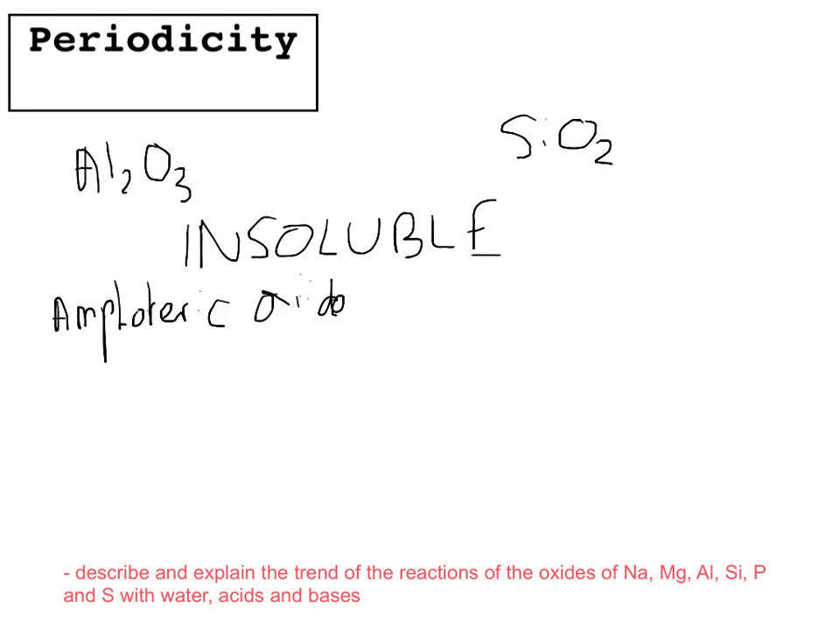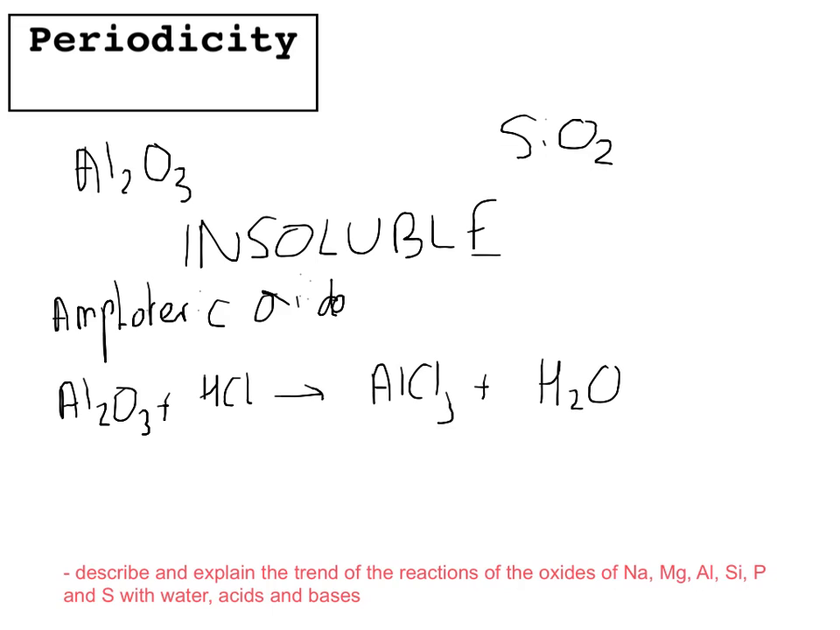If we were to react it with, for example, hydrochloric acid, Al2O3 plus HCl, that will form AlCl3 plus H2O, so salt and water, and you need 6 HCl's and 3 waters and 2 aluminium chlorides. So that's it reacting as a base, and then it'll also act as an acid.